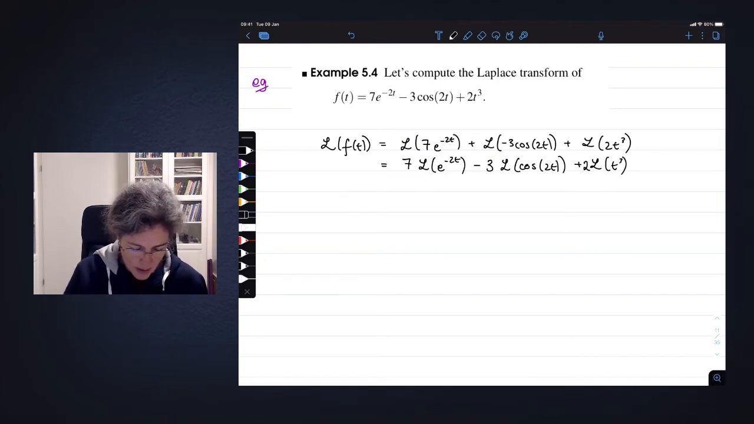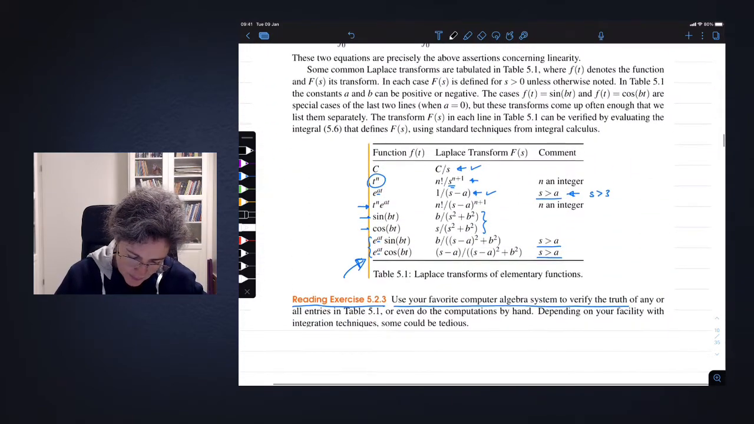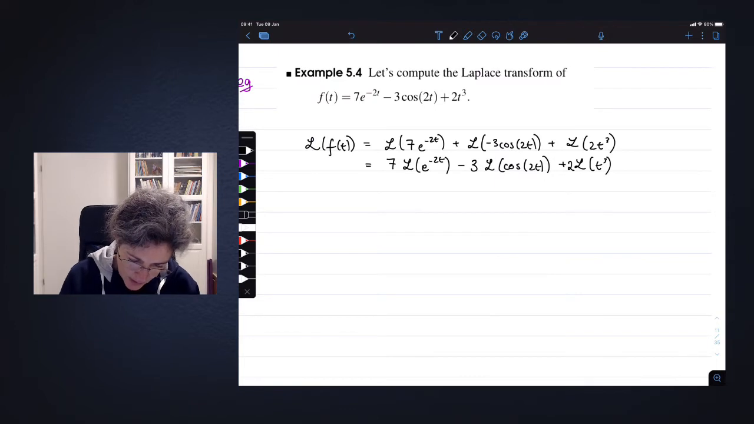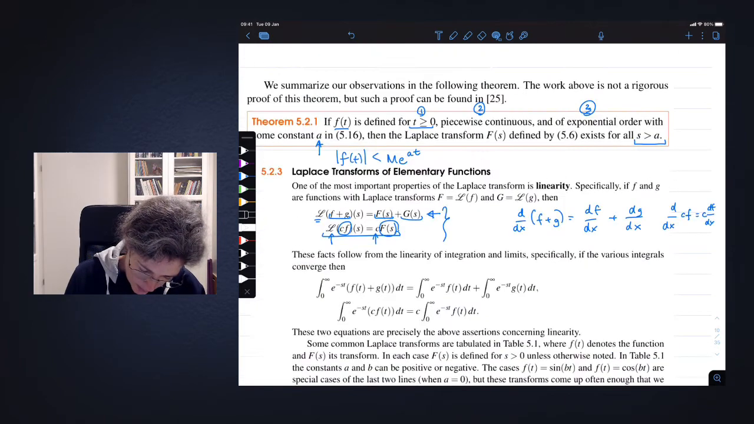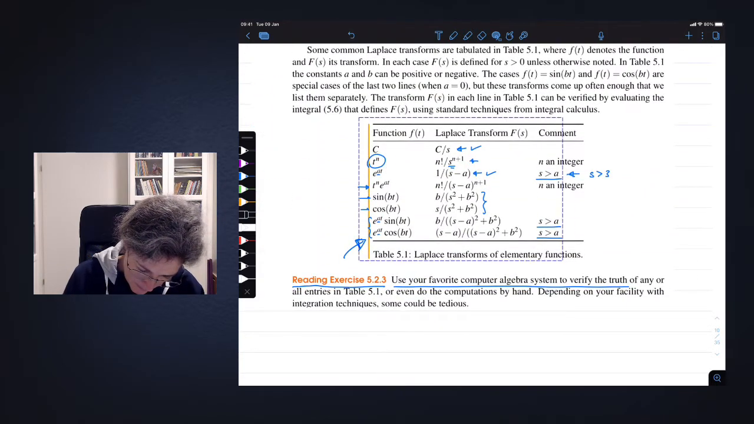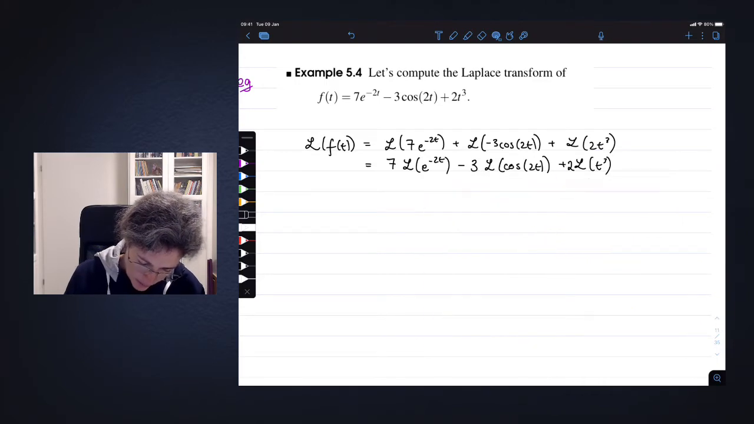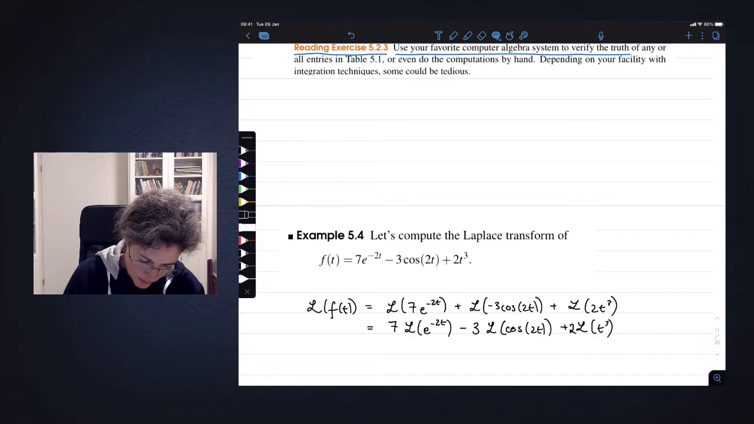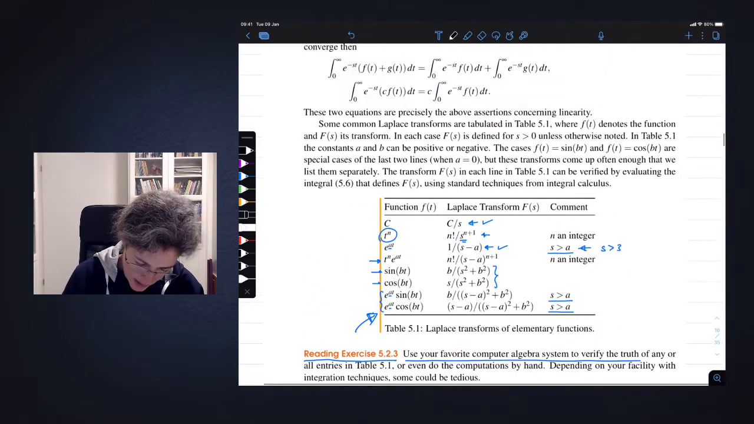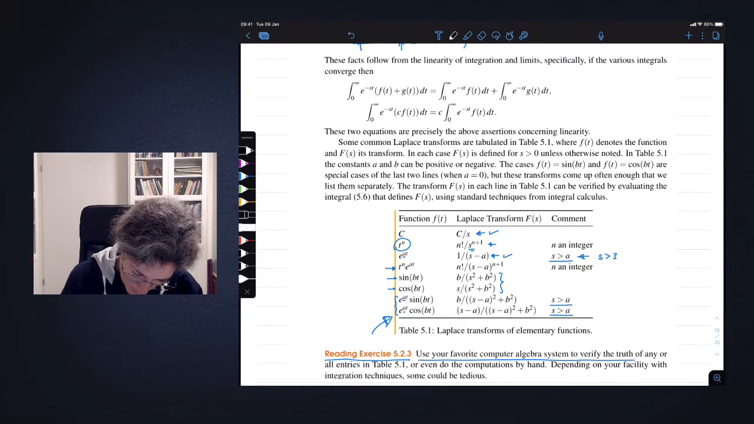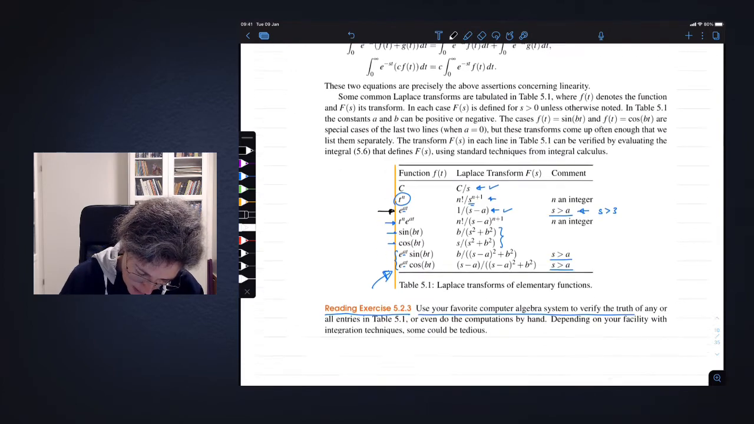And at this point we can have a quick look back at our table over here. I don't have it stored in memory, so let's just grab a copy. Oops, that did not work the way I wanted. Okay, we'll just have to look back. So we want the Laplace transform of e to the minus 2t. So we have this line over here. Our a is going to be minus 2, so that's going to be 1.